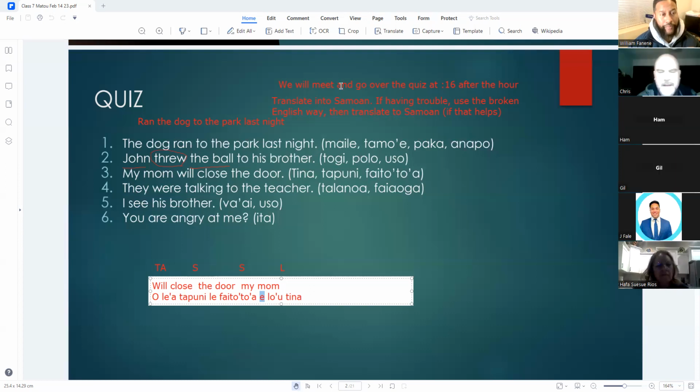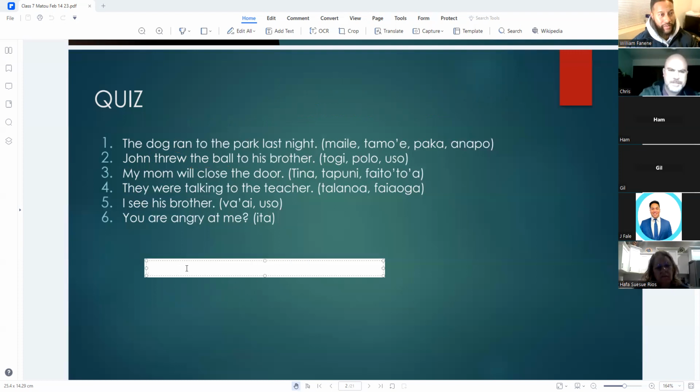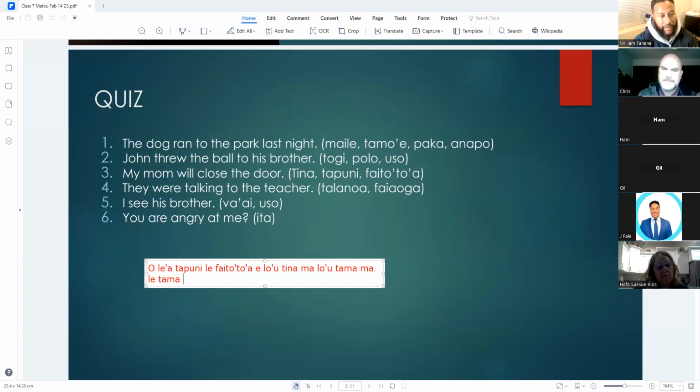If it's an action that multiple people are doing, does the e carry throughout? Yeah, it carries through all the ones after that. So if we were to say, ole'a kapungi le fai ko'a e lo'utina ma lo'u tama malitama malepepe. So yeah, it's all going to carry through, all of that.